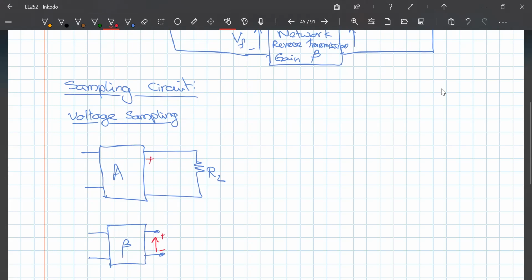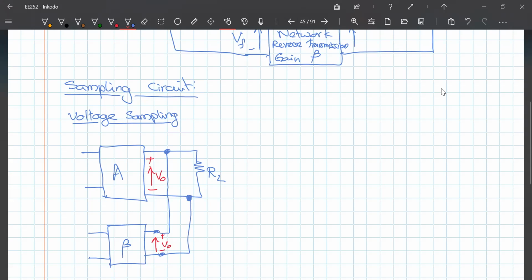Output. Now I said my output is a voltage. So this is the V out. I want that exact voltage here. So how do you do that? The way to do that is you have to connect it like this, so that this is a parallel connection or shunt connection, right? You connect the load and the feedback network in parallel. So this is called a shunt connection or a parallel connection. So this is how you sample a voltage.